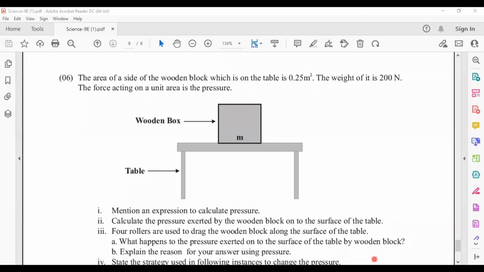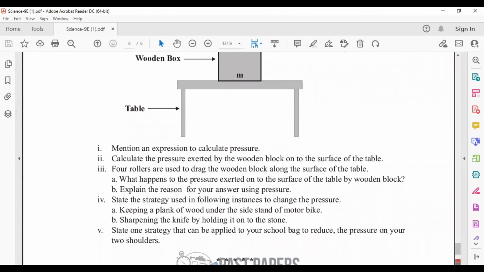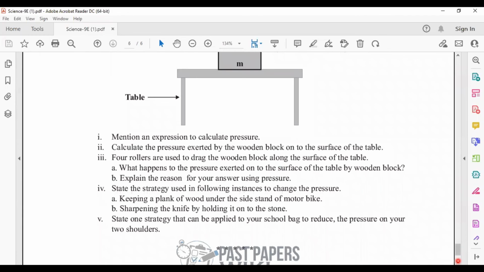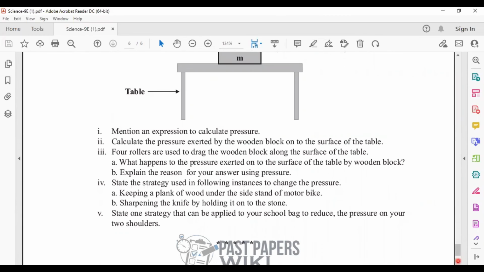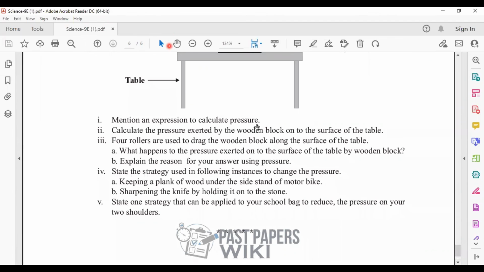Four rollers are used to drag the wooden block along the surface of the table. What happened to the pressure exerted onto the surface of the table by the wooden block? If we are using the rollers in this table, by using this equation, we can get the idea. The area of the block contacting with the table is going to be decreased. That area is decreasing, so the pressure is increasing. That is the thing happening here. Pressure exerted onto the surface is increasing.